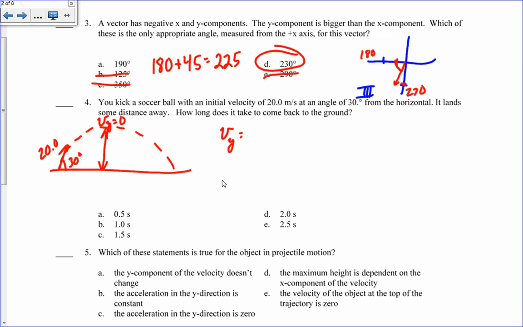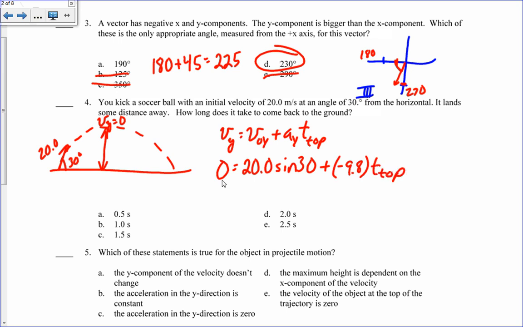So I say vy equals v naught y plus ayt. I'm going to call this t top. So that's 0 equals the y component, which is 20 sine of 30 plus negative 9.8 times t top. And then if I solve that for t top, that's going to be 20 sine 30 divided by 9.8, which is about 1 second.